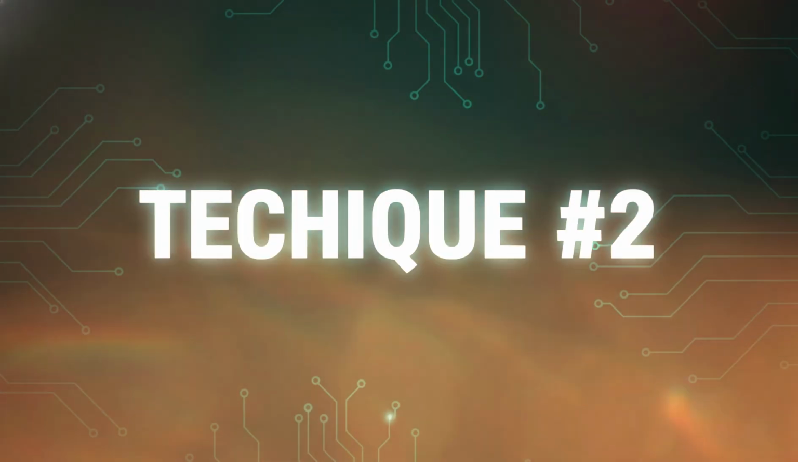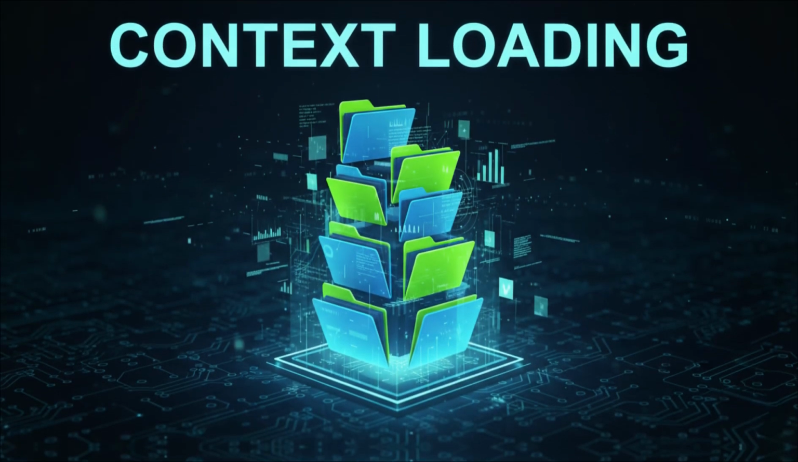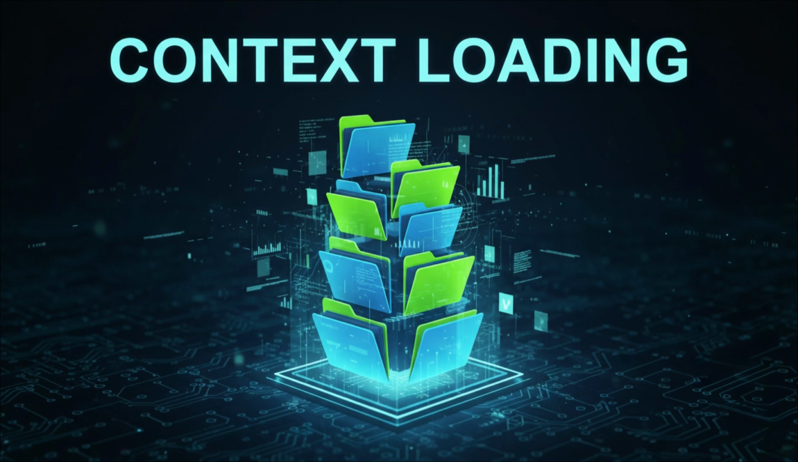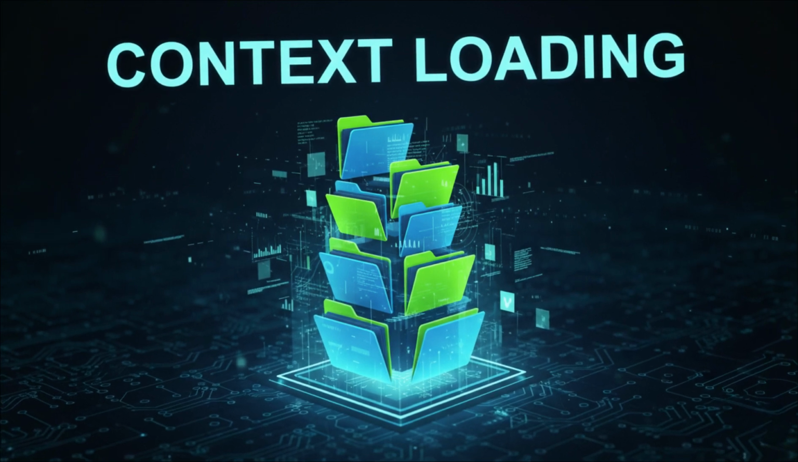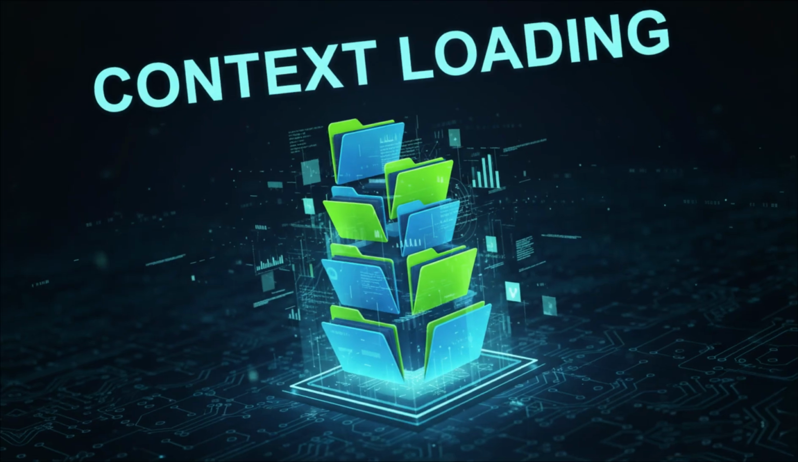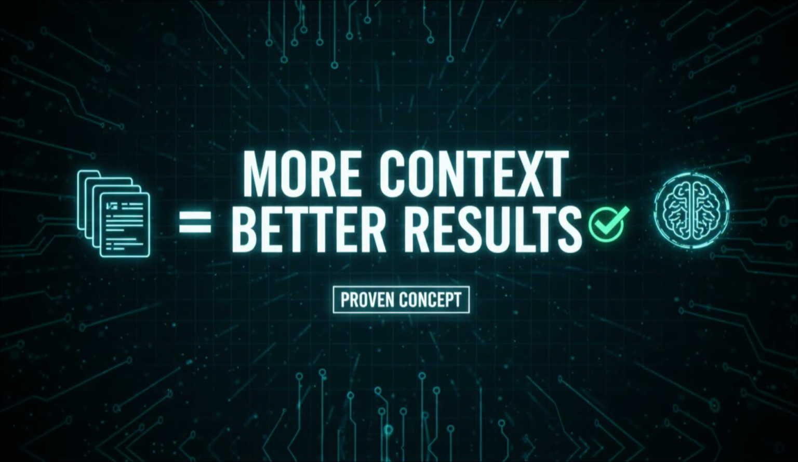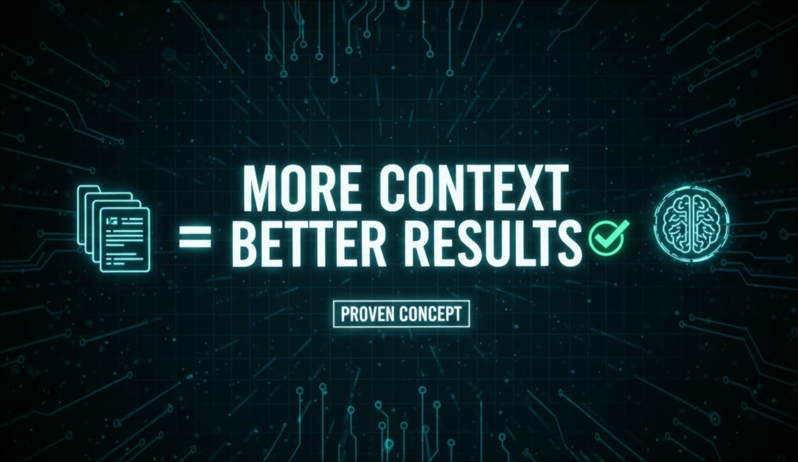Technique 2, context loading. This is where most prompts fail. They give AI the task, but not the context. It's like asking someone to write a speech without telling them who the audience is or what the occasion is. Context loading means front-loading your prompt with relevant background information. The more context AI has, the better it performs.